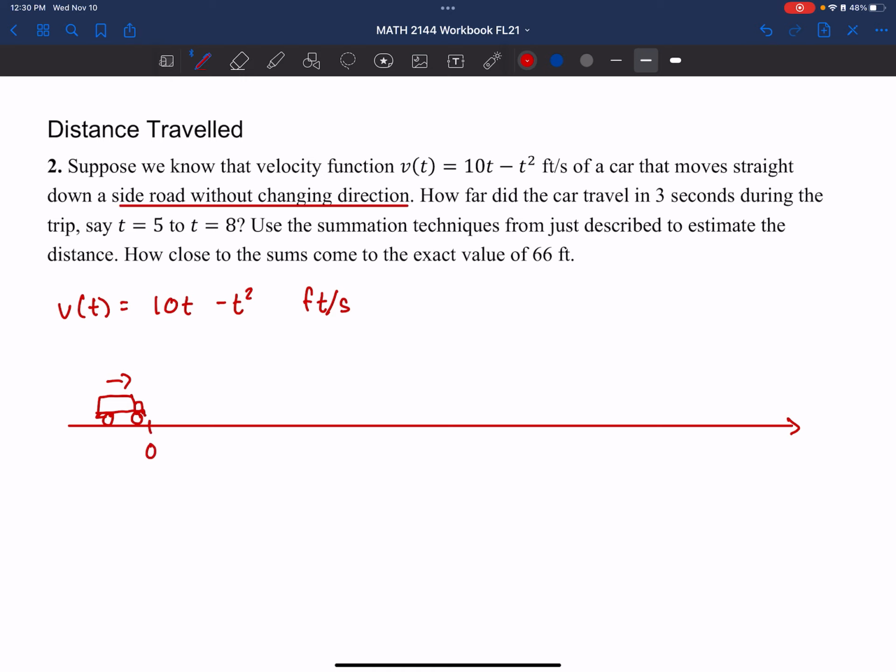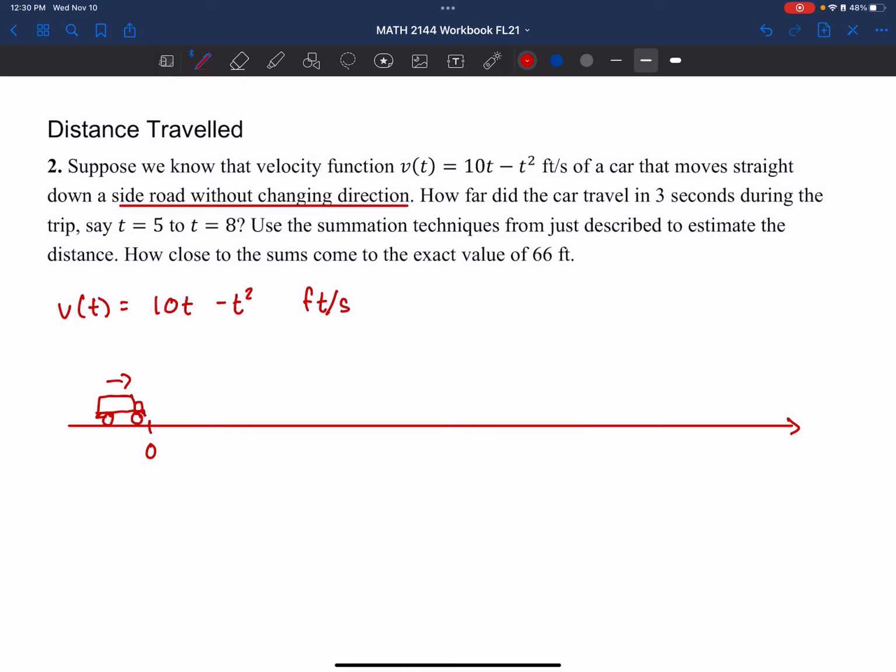Let's see, how far did the car travel during the 3-second interval during the trip, say from 5 to 8? So we're told to use the summation techniques that were just described to estimate the distance. How close do the sums come to the exact value of 66 feet?